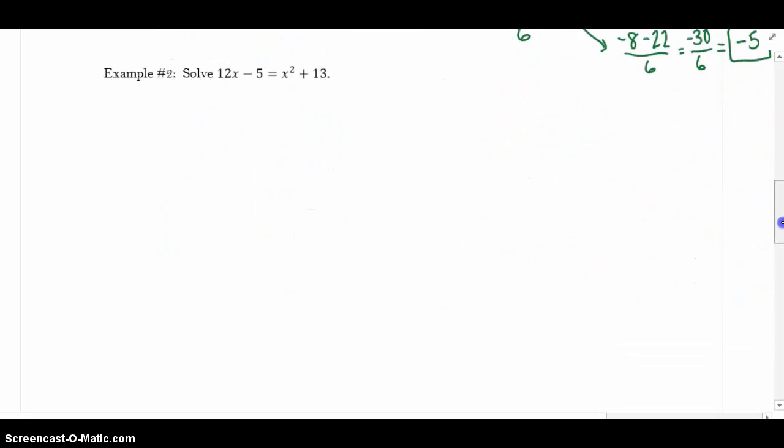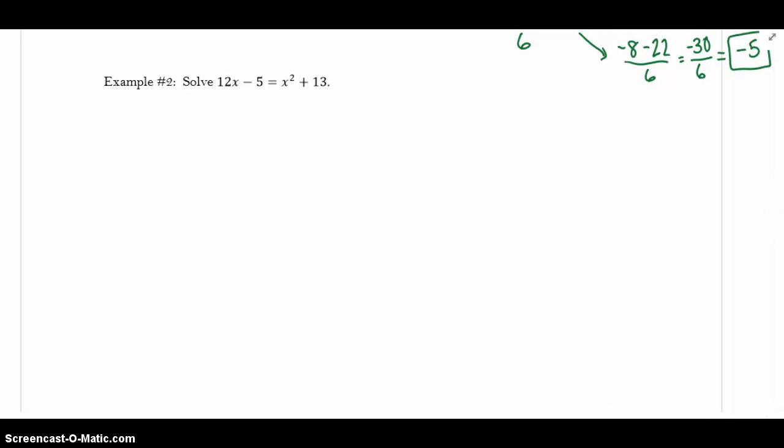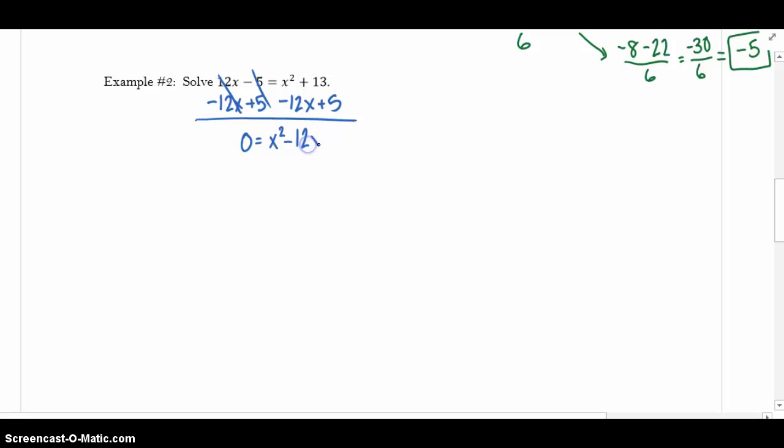Let's try example 2 now. Once again, we got to get this in standard form, meaning it has to equal 0. Doesn't matter which ones you move over, but I always like to keep my x squared positive, so I'm going to leave that over there, and I'm going to subtract 12x to get rid of it and add 5. And whatever we do to one side, we're going to do to the other. So 0 equals x squared minus 12x, and then combine these like terms here to get plus 18.